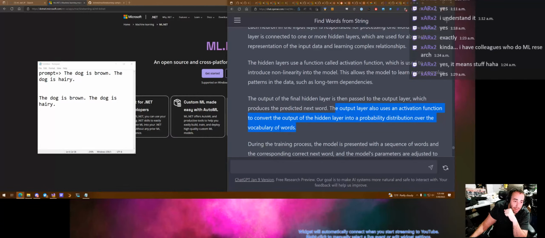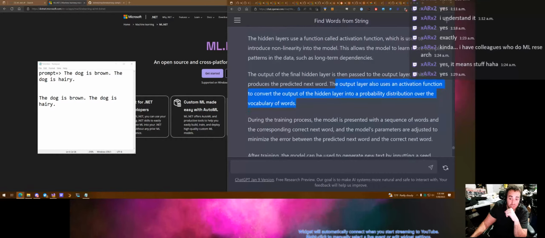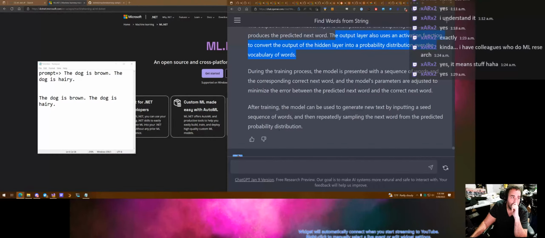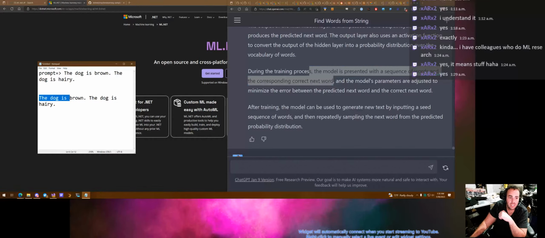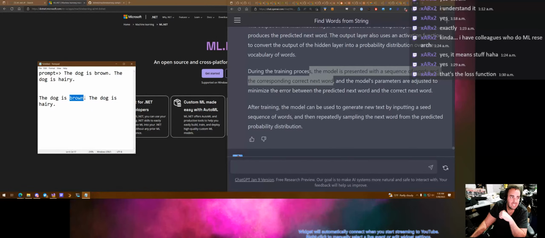My understanding is the vocabulary of words is the entire corpus of input data that ever came into it, that it knows about. During the training process, the model is presented with a sequence of words and the corresponding correct next word, and the model's parameters are adjusted to minimize the error between the predicted next word and the correct next word. We'll have to come back to that. Basically we're going to say "the dog is" and we want it to predict brown, or something else like brown.